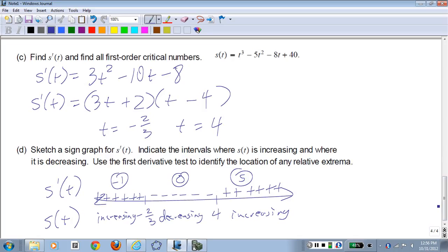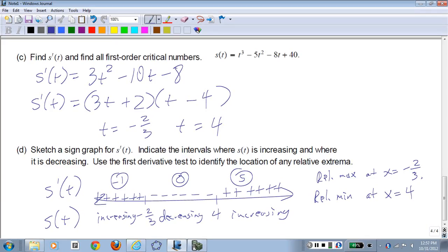Any relative extrema? Well, you got a relative max at negative 2/3. Yep. Relative max, because it goes from increasing to decreasing. And it's continuous there at x equals negative 2/3, and relative min at 4. There we go. It goes from decreasing to increasing. Relative min, bottom of the valley, at x equals 4.